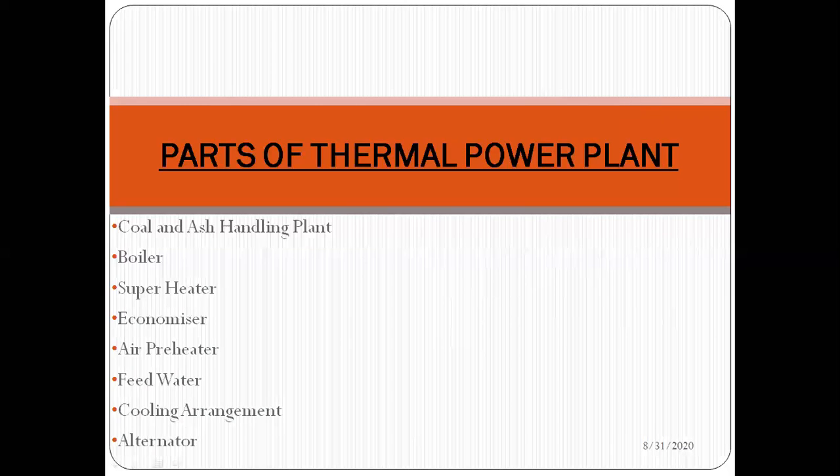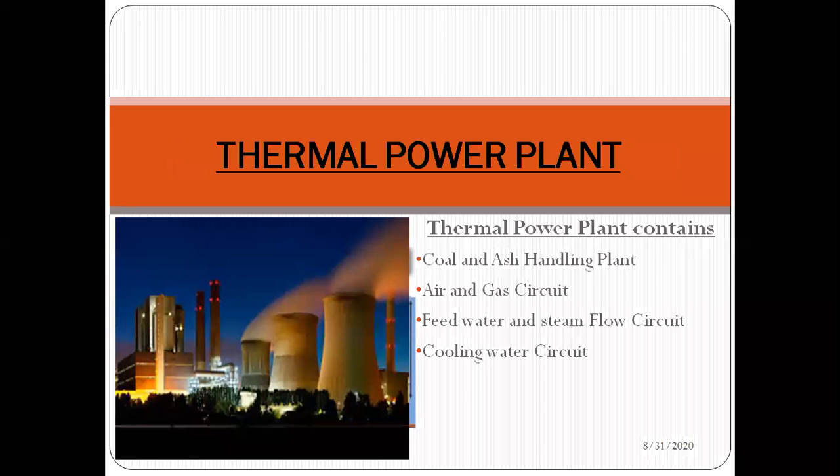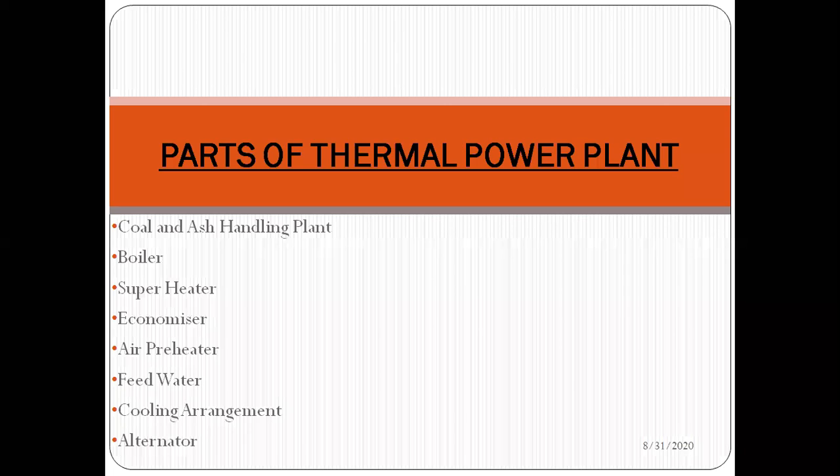Now, these are the parts of a thermal power plant: the coal and ash handling plant, boiler, superheater, economizer, air preheater, feed water, cooling arrangement, and alternator. So these are sub parts of the circuits that I explained in my previous slide. In the previous slide there were four main circuits, but in these circuits there are different types of parts: the coal and ash handling plant, boiler, superheater, economizer, air preheater, feed water, cooling arrangement, and alternator.